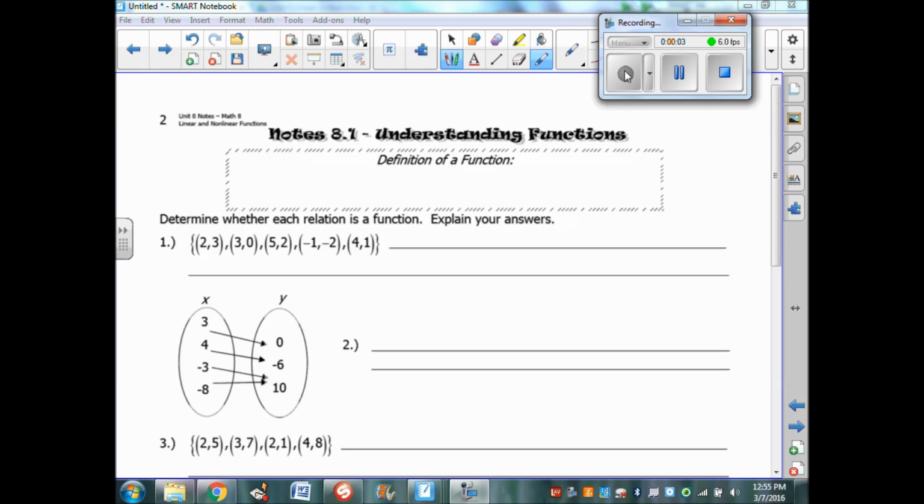8.1, understanding functions. So this is a pretty big, important unit. It's not really long, but it's a great unit, and you're going to see a lot of it next year when you get to algebra. So what is the definition of a function?